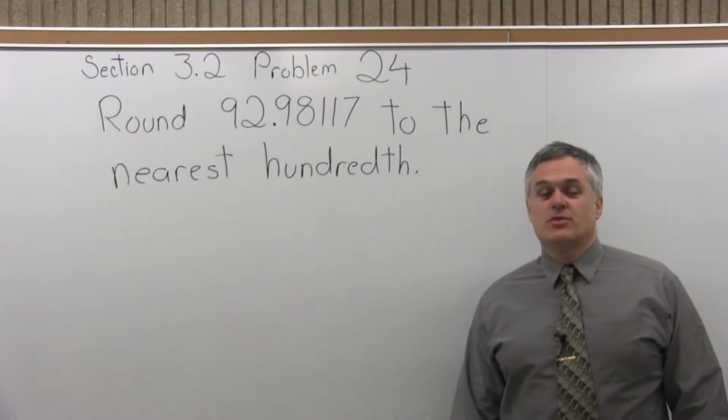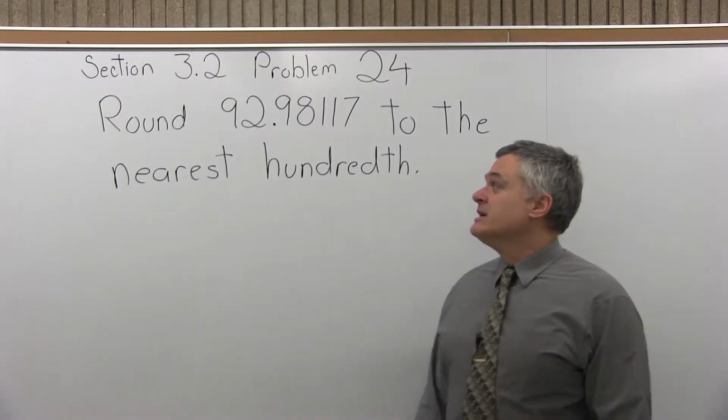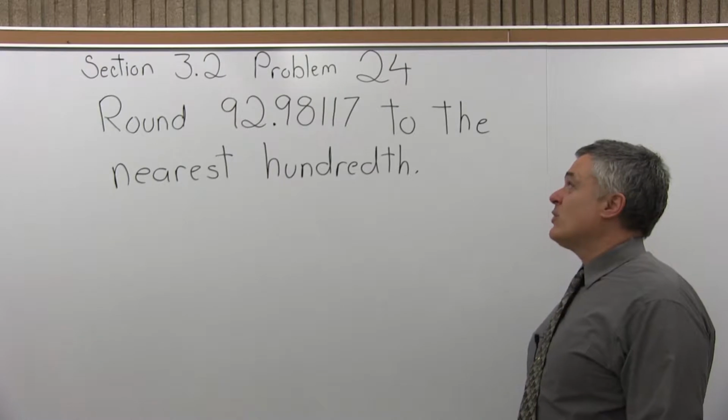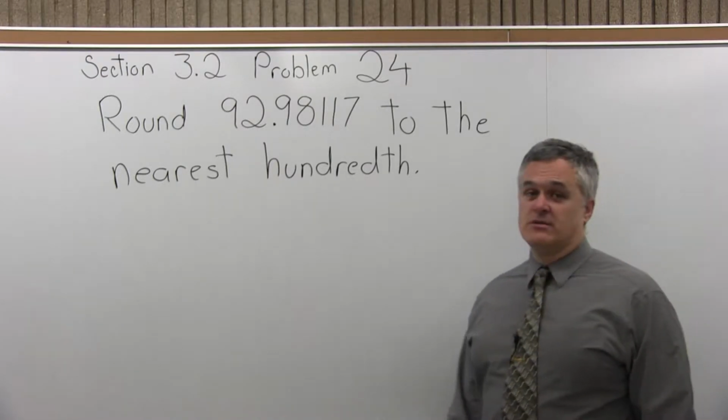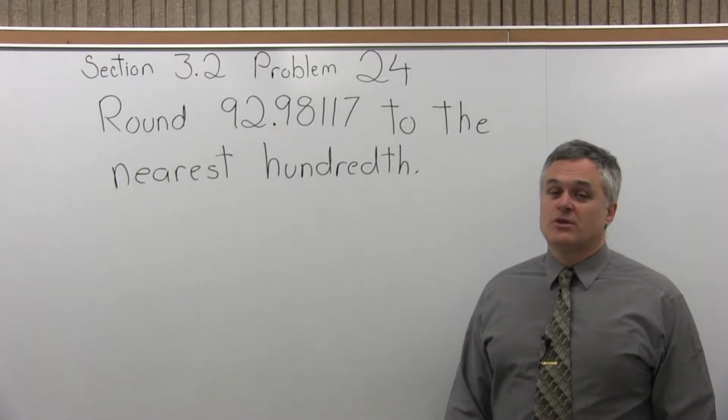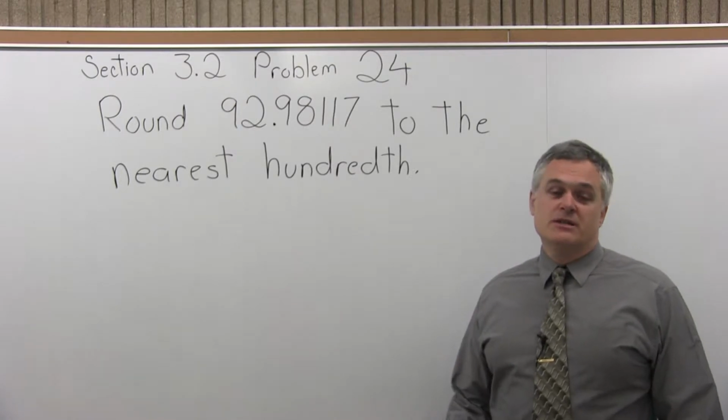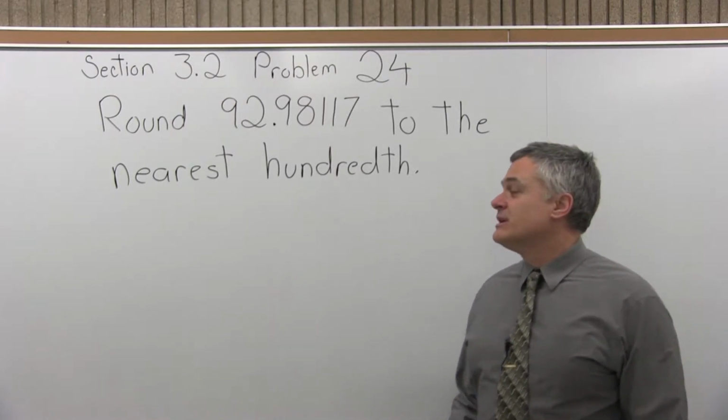This is Section 3.2, Problem 24. It says round 92.98117 to the nearest hundredth. So the first thing we have to do is determine what's in the hundredth position, and then see if we round it up or just leave it the way it is.